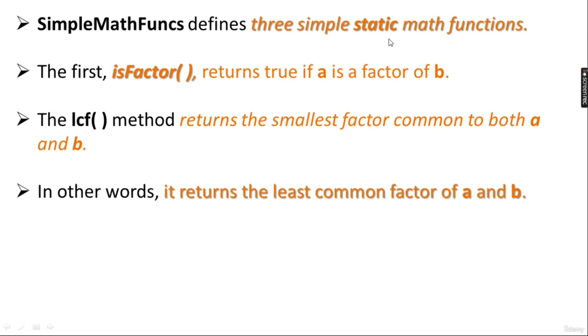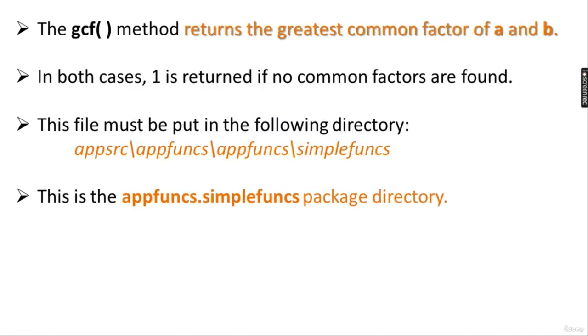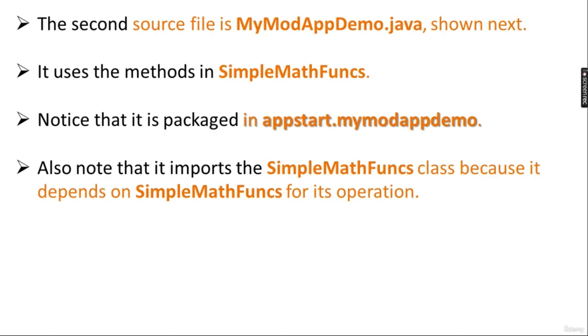This factor returns true if A is the factor of B. LCF returns the smallest factor common to both A and B, in other words the least common factor of A and B. The GCF method returns the greatest common factor of A and B. 1 is returned if no common factors are found in both cases. This file must be put in the following directory: app source, app functions, simple. This is the app functions dot simple functions package directory.